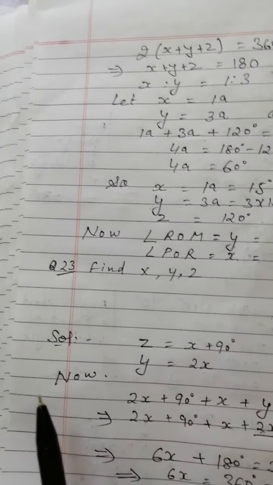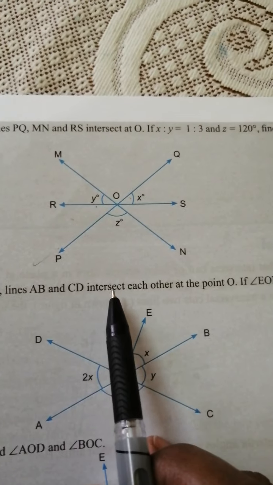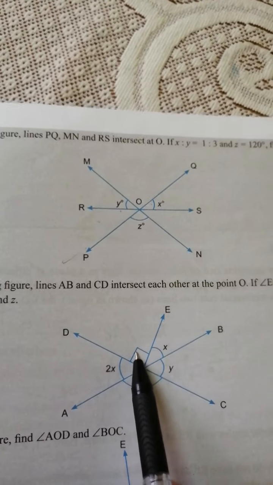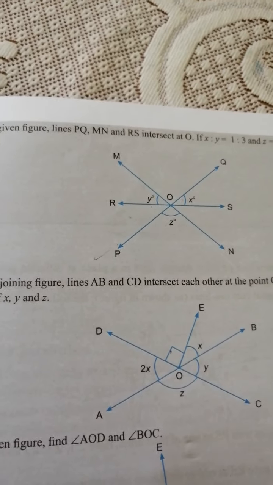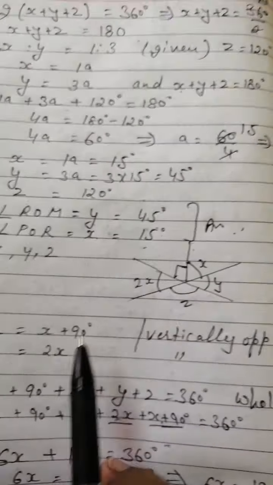Now question number 23. In the adjoining figure, lines AB and CD intersect each other at point O and EOD is 90 degrees. Find x, y, z. This angle is 90 degrees. All angles are given and you have to find x, y, z. Let us start. Draw the figure in your notebook.